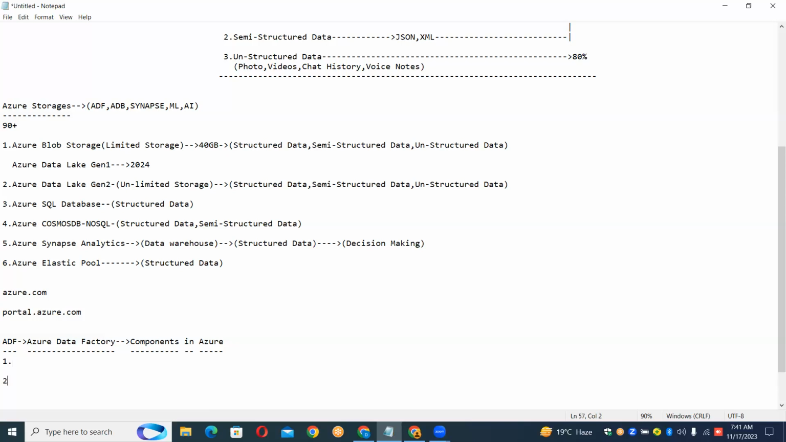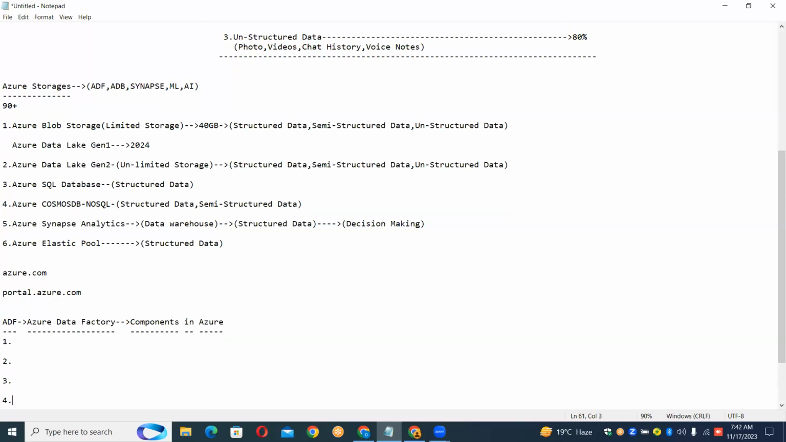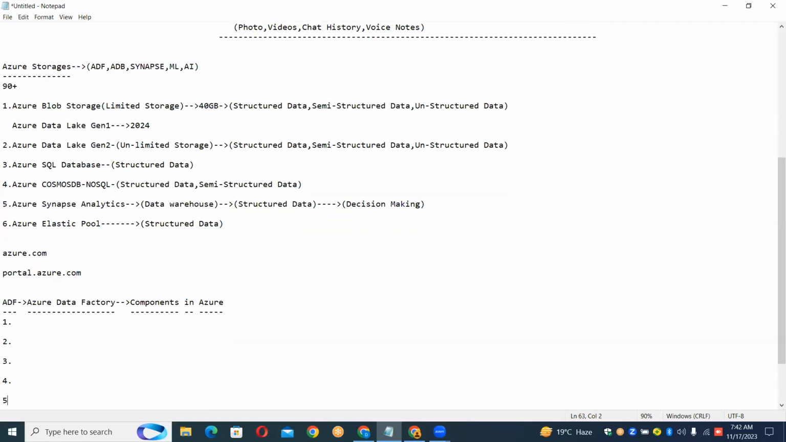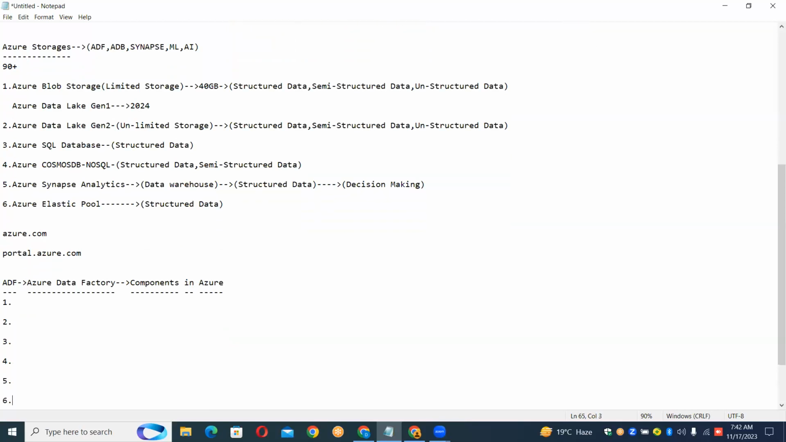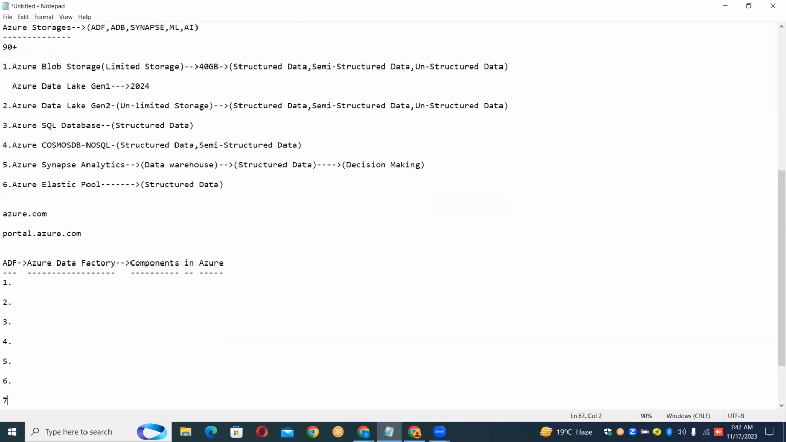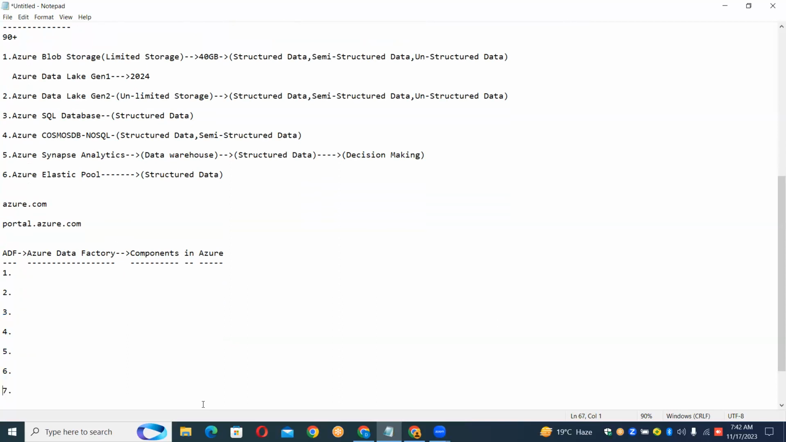There are seven components. If you know these seven components, then you know the whole ADF. So we will start with the first one. I will give you the list of these components.